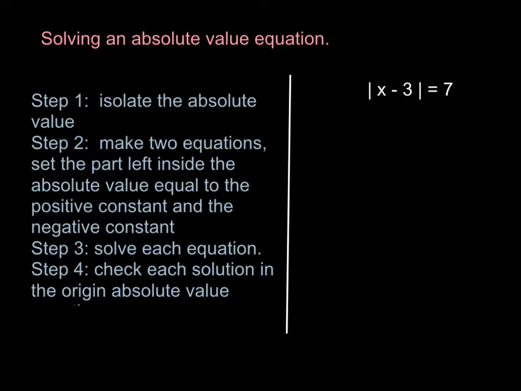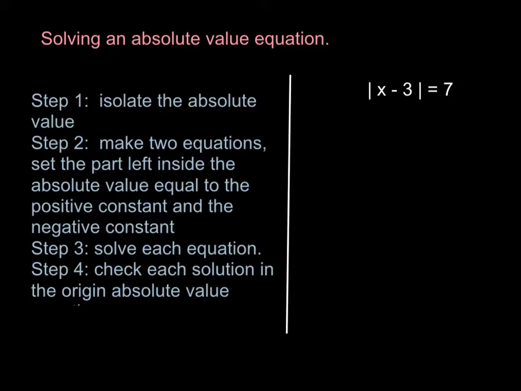All right, so here are the steps in solving an absolute value equation. First of all, we're going to isolate the absolute value, which means that all we're going to have left on one side of the equation is just the absolute value and what's inside of it. The second step is to make two equations. So we're going to set the part left inside the absolute value equal to the positive and the negative constant.